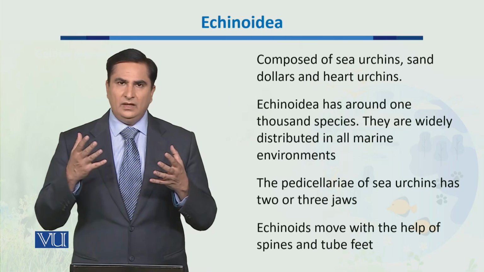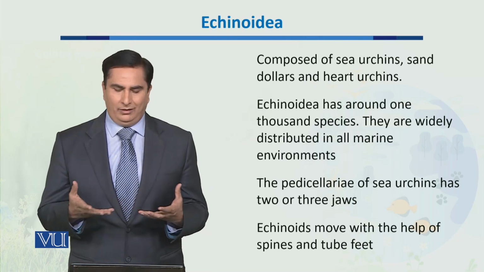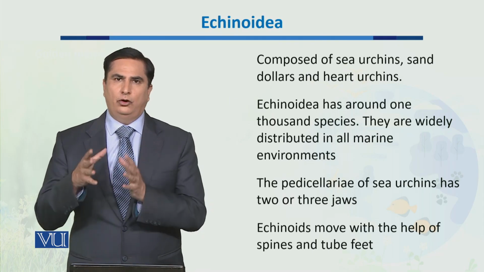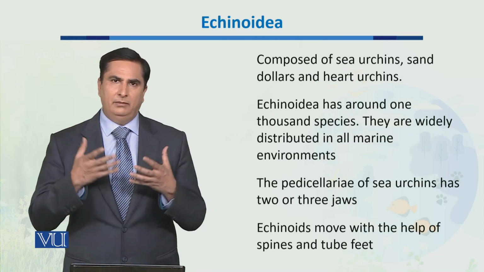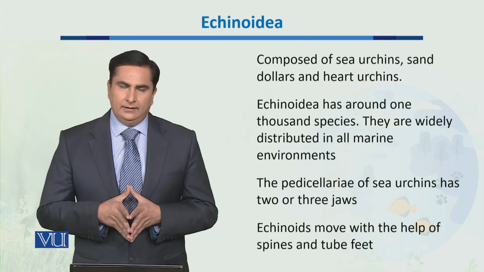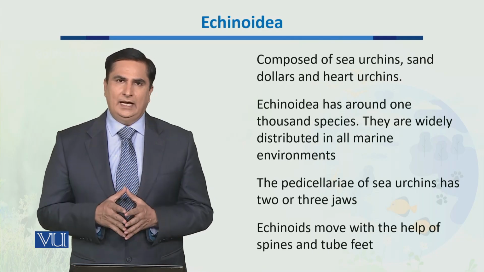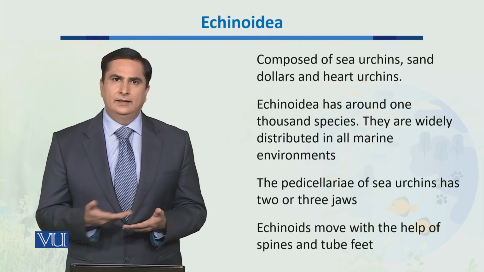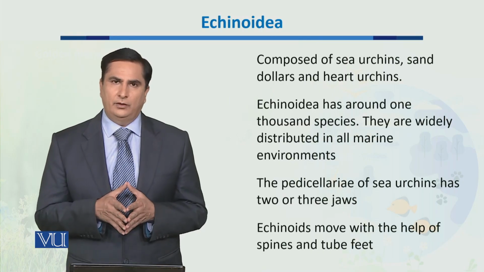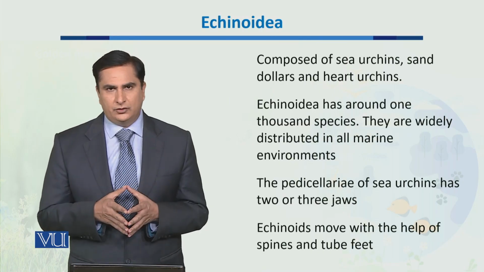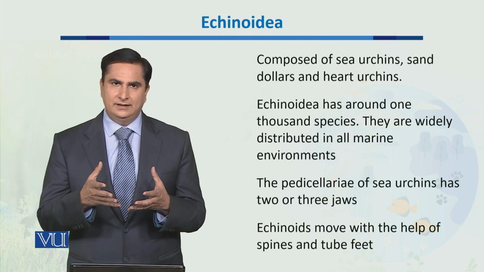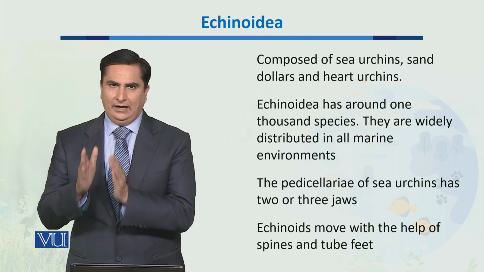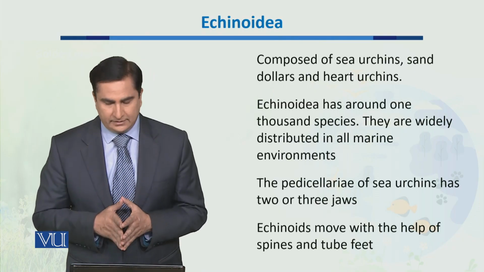Now, when we talk about the lower part, or pedicellaria, of sea urchins, it is composed of 2 or 3 jaws which help them in feeding. They also move with the help of tube feet, which are present on the ventral side of their body, or they can also move with the help of spines. They are different from Asteroidea in that they have spines on their skin.